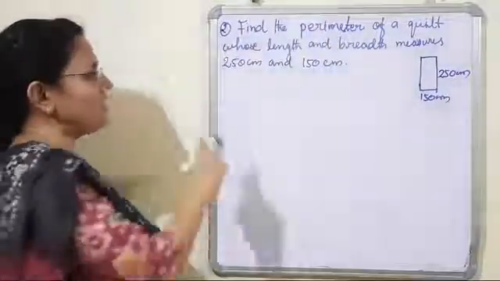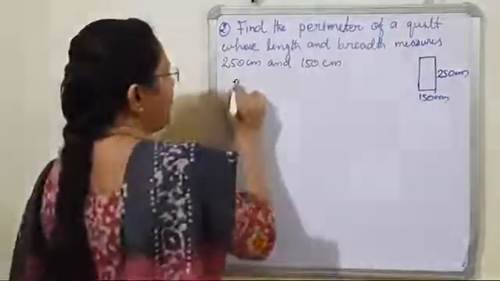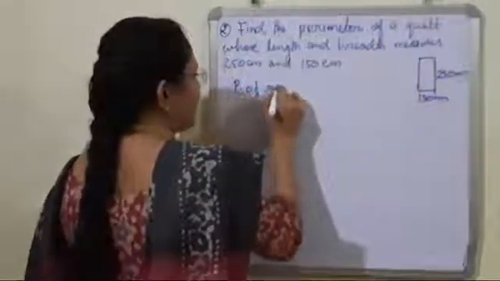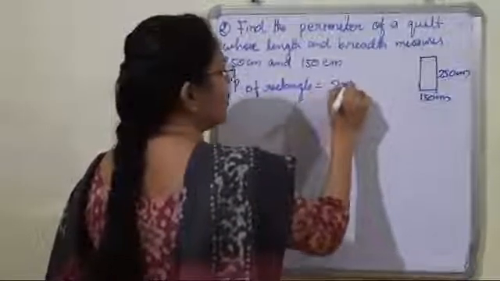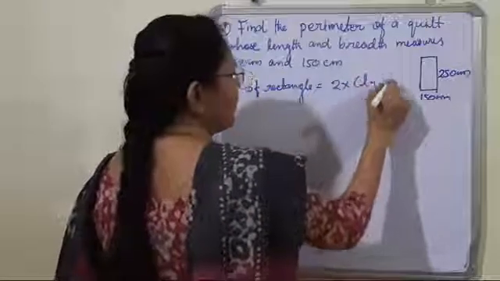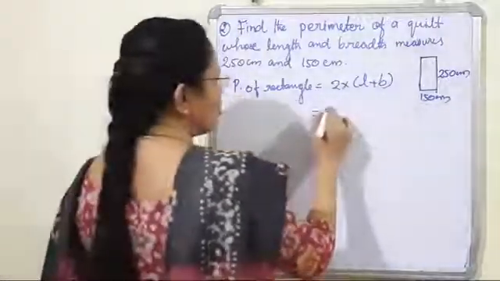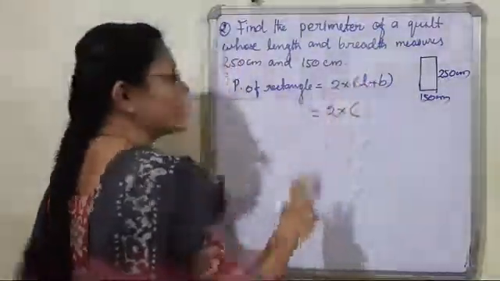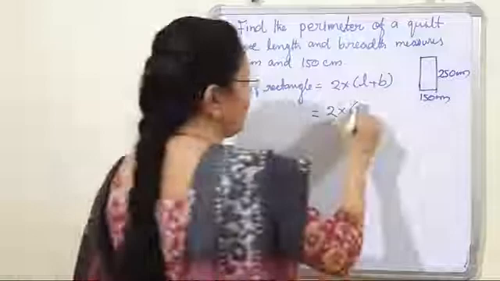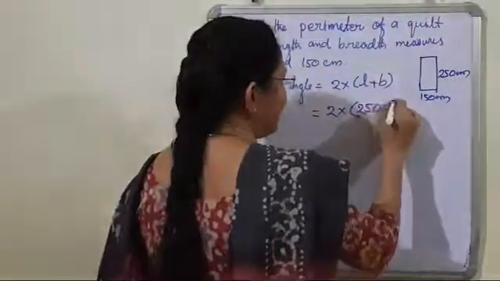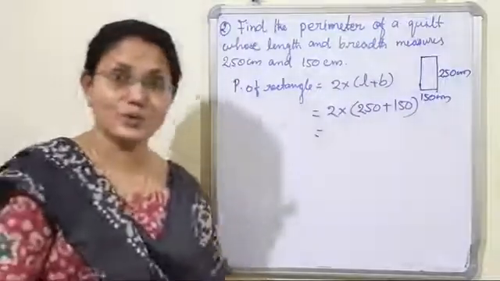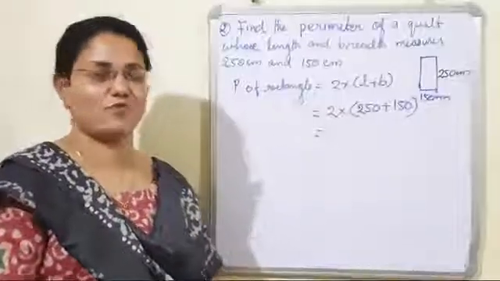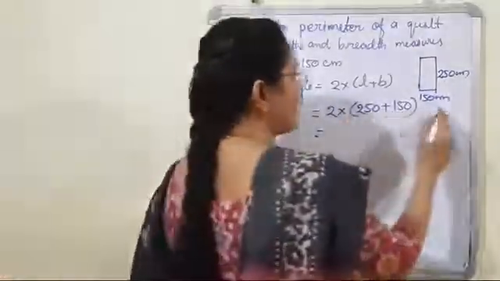Okay. To find its perimeter, what we have to do? Perimeter of rectangle is equal to 2 into L plus B. Okay. It is equal to 2 into, substitute the value inside this bracket. L is 250 plus B is 150. Then you know that we should do the calculation inside the bracket first. 250 plus 150.